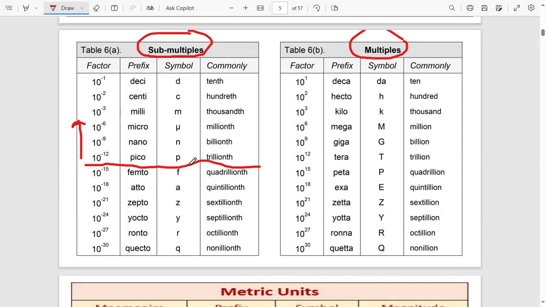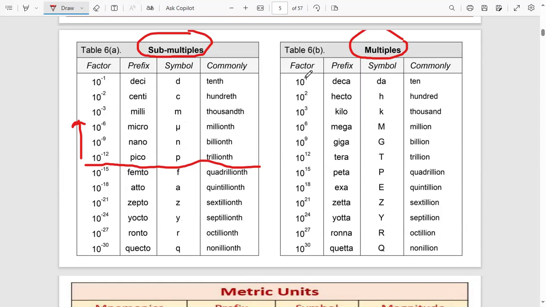When you hear picometers, just know that you can replace that pico in picometers with 10 to the power minus 12. If it's millimeters, it means that milli you can replace with what? 10 to the power minus 3. So these are sub-multiples. And then on this side, we have what we call the multiples.